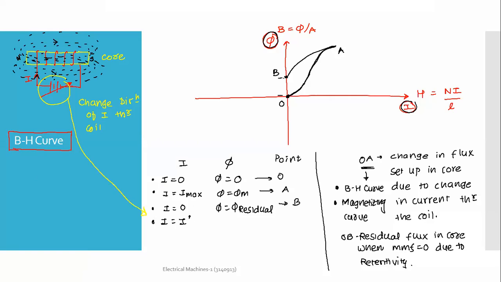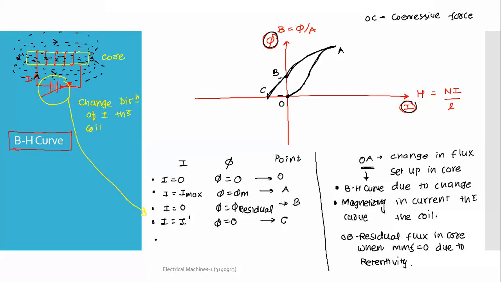Let's say I equals I dash. Then from point B it moves to a point where the flux is again 0, and that point on this curve is C. So what is OC? OC is known as the coercive force. Coercive force is the force required in the opposite direction to make the residual flux zero.